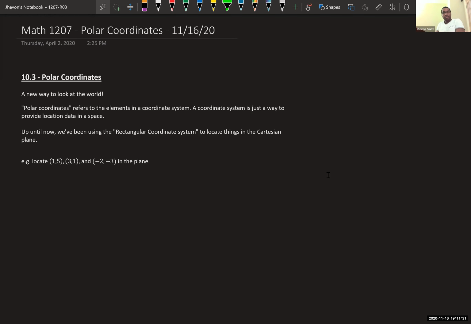Anyway, polar coordinates, very cool. It's a different way to look at the world. So I just want to introduce that way so you get your mind kind of starting to wrap around it.